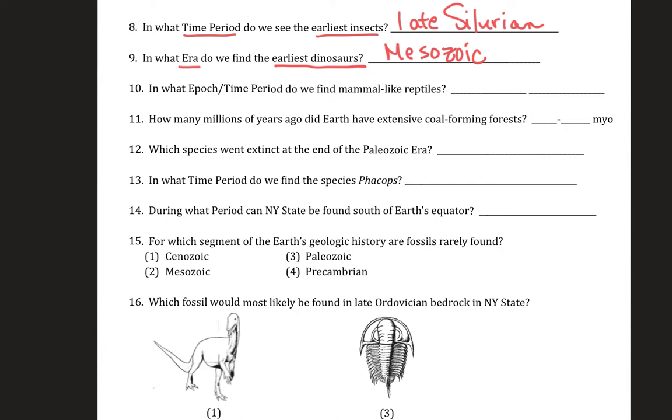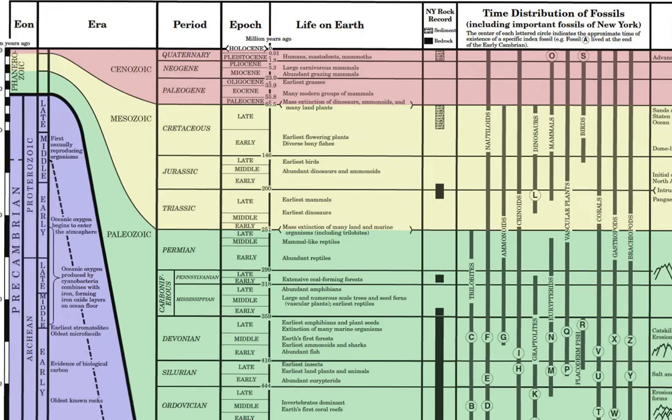So let's go on to number 10. In what epoch or time period do we find mammal-like reptiles? So we're looking for mammal-like reptiles this time. Okay, so once again, we're looking at the life on Earth column, and we're looking for earliest mammal-like reptiles. Well, here's mammals, but that's not mammal-like reptiles. Oh, earliest mammals. There we go, mammal-like reptiles. And I'm seeing that here in the middle Permian, which is in the Paleozoic era.